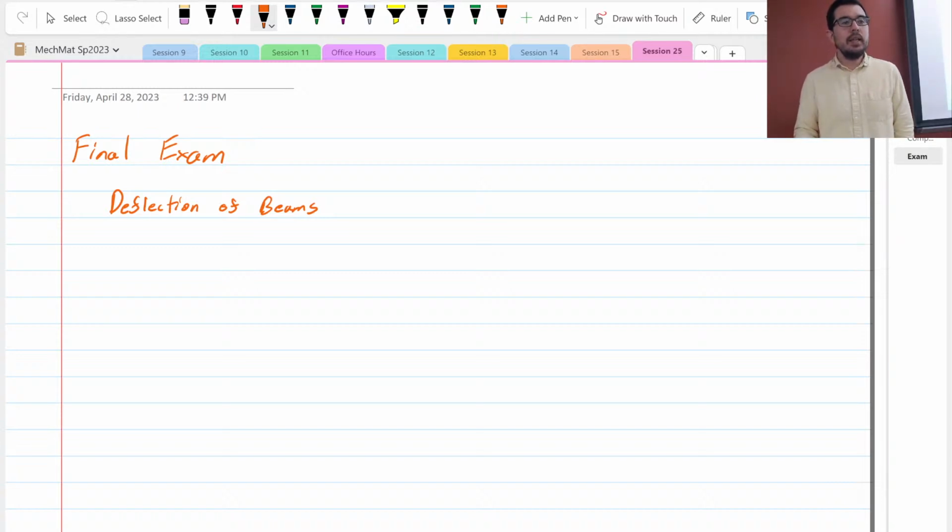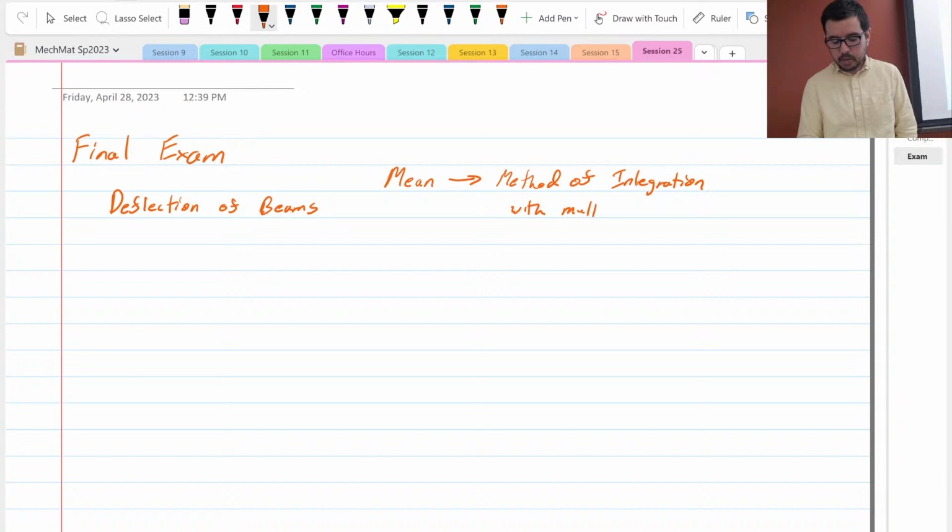It would be mean, right? And I don't mean average. I mean, this would be mean, to do problems where we have method of integration with multiple regions. In fact, I made a boo-boo on the last homework, and Michael did it correctly. That was a multiple region problem.